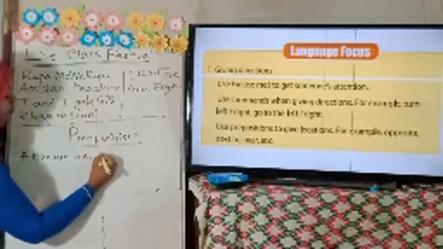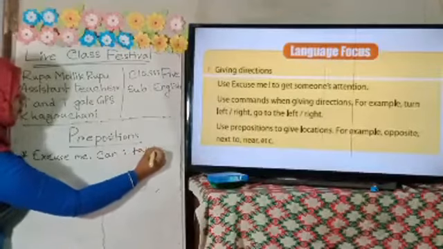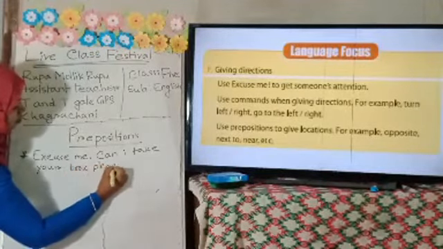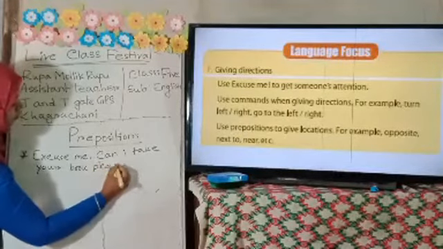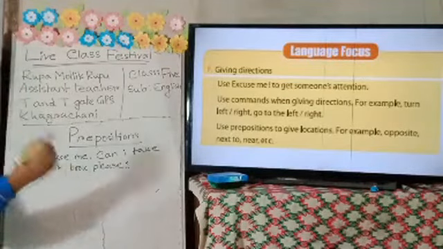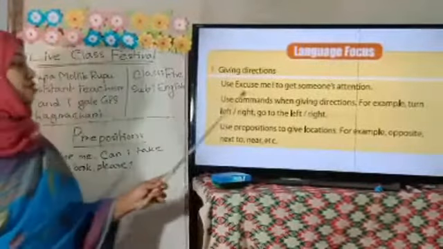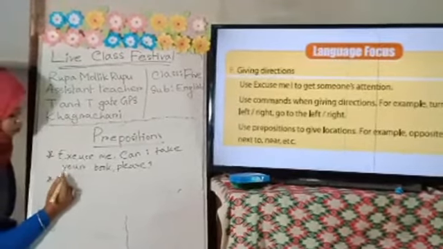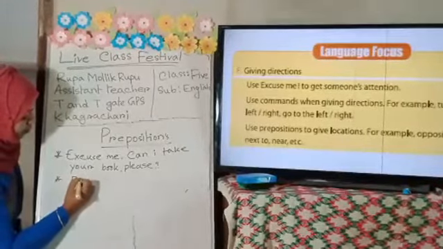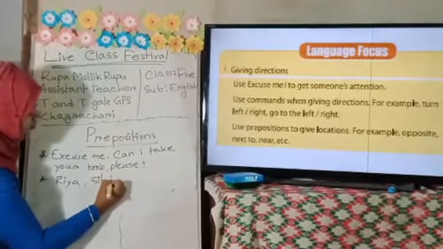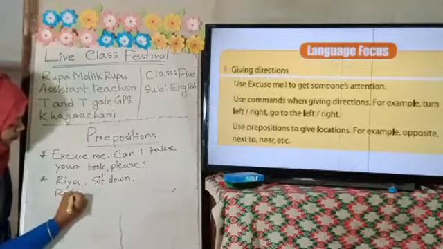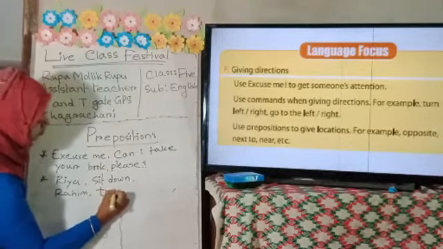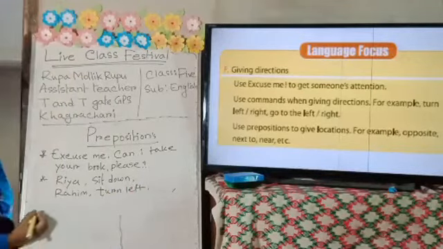Or you can say, excuse me, can I take your book, please? Can I take your book, please? This is a sentence with excuse me. Now, another, use commands when giving direction. Suppose I am giving you direction: Riya, sit down. Or Rohim, turn left. This is the sentence about commands.